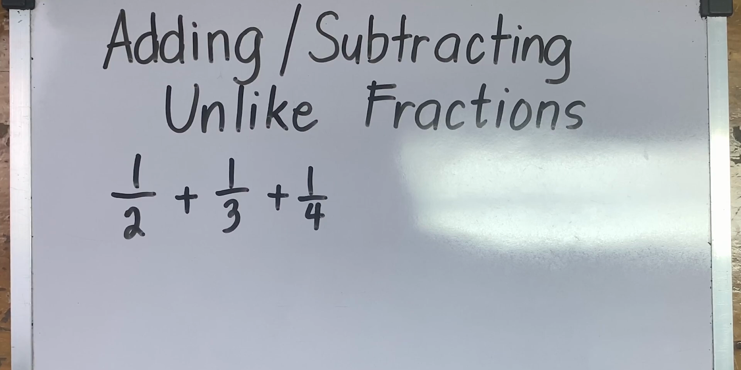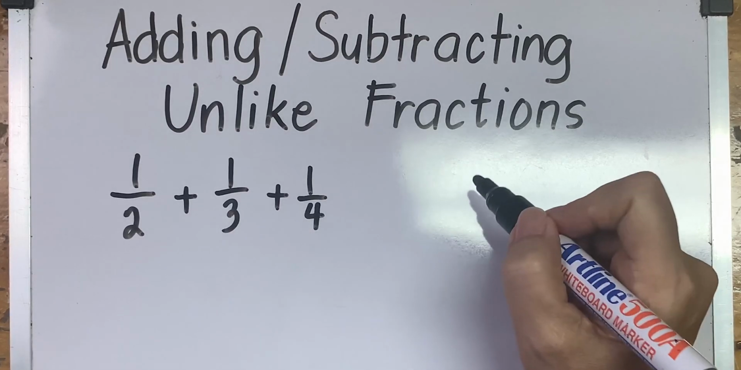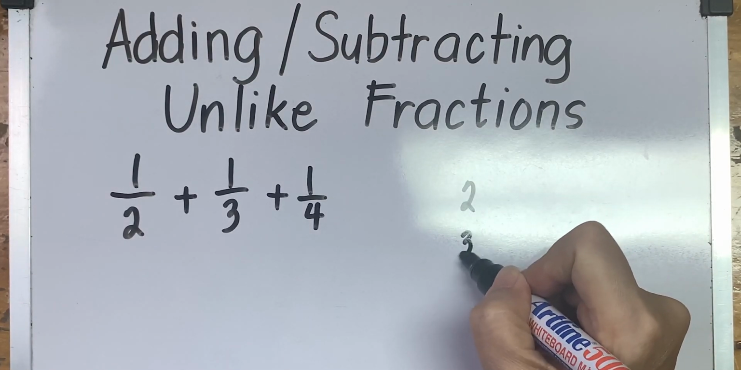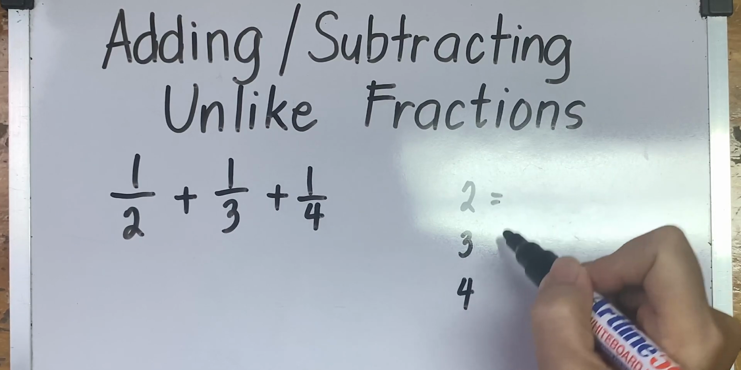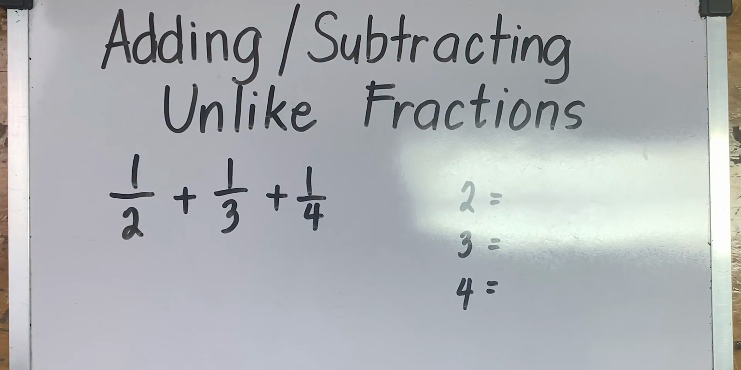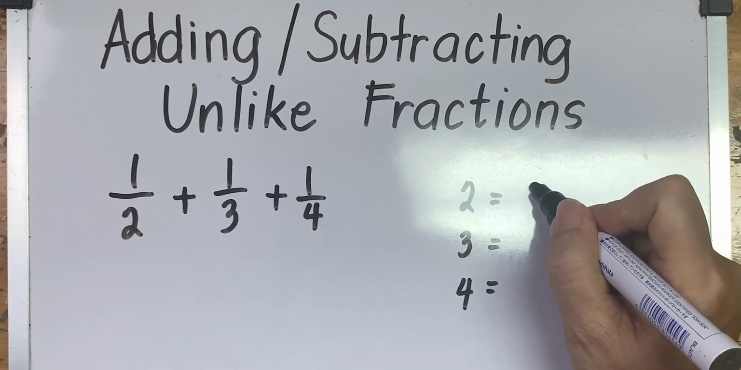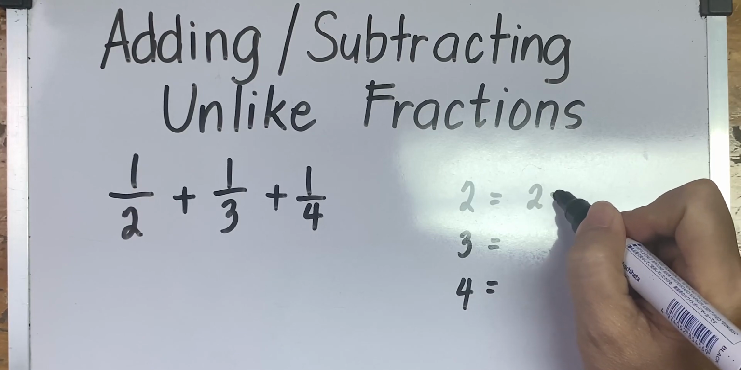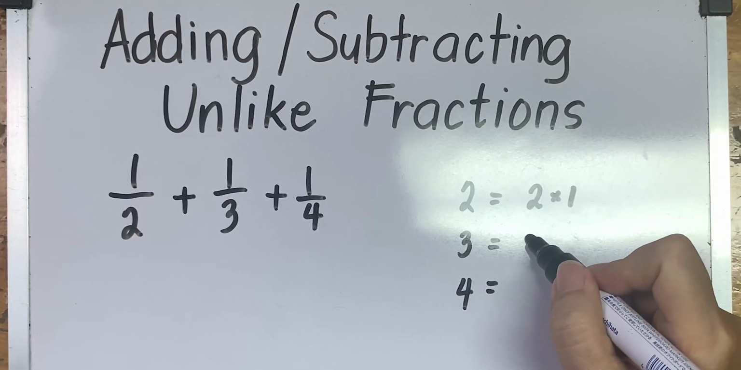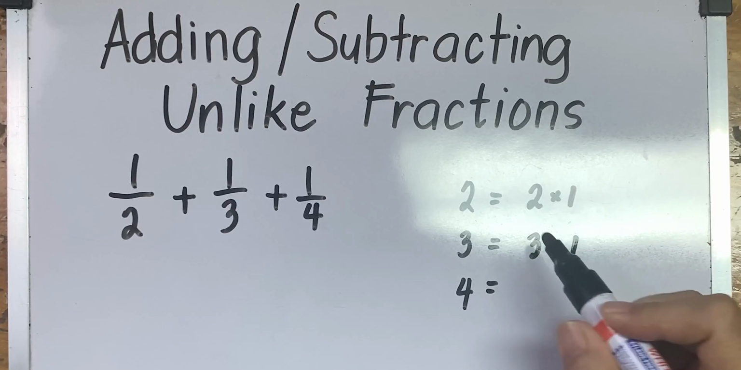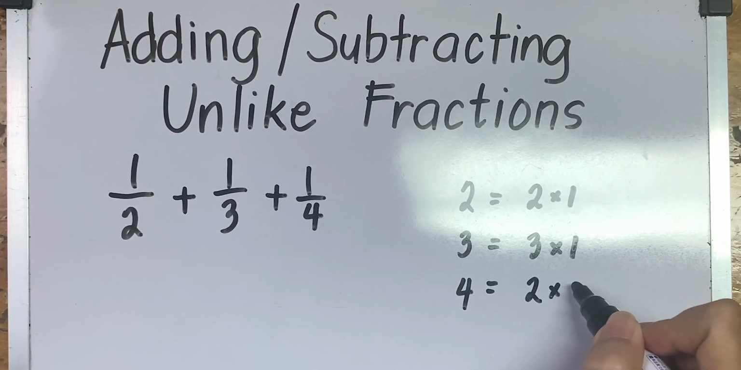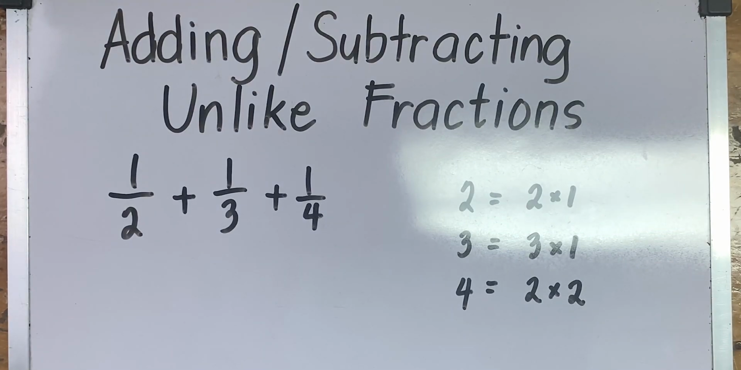If we're adding 1/2 plus 1/3 plus 1/4, let's look at the denominators. Write the denominators here. So let's write 2, 3, and 4. First, let's get the prime factors of these numbers. Factors of 2 is 2 times 1. Factors of 3 is 3 times 1. And 4 is 2 times 2. Remember, all factors should be prime numbers. Now, prime numbers are numbers whose factors are 1 and itself.